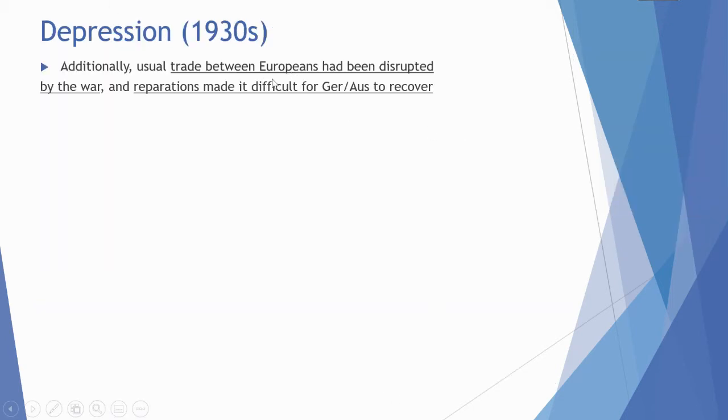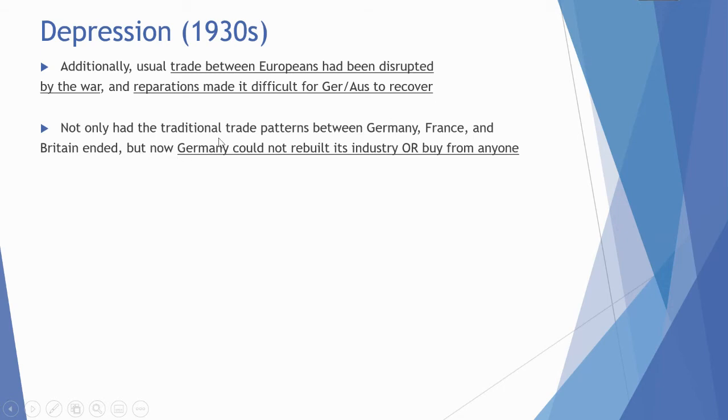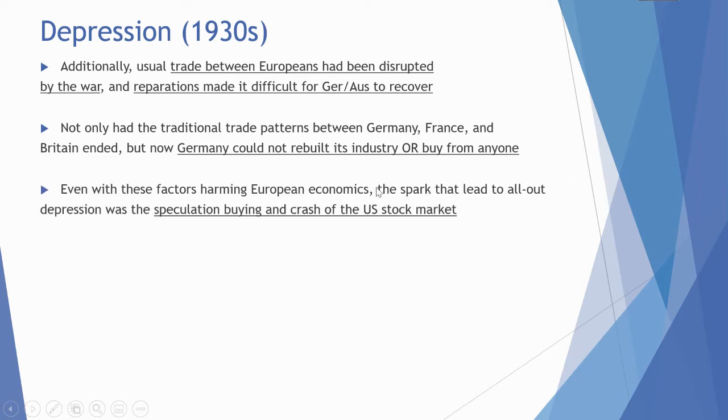So, additionally, usual trade between Europeans had been interrupted by the war, and reparations, remember, money for war damages, made it difficult for Germany and Austria to recover. Not only had the traditional trade patterns between Germany, France, and Britain ended, but now Germany could not rebuild its industry or buy from anyone. Germany was broke.